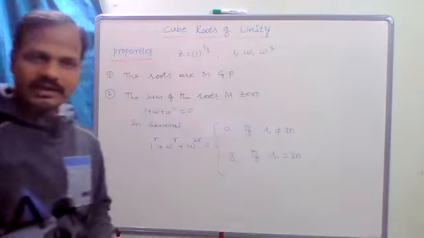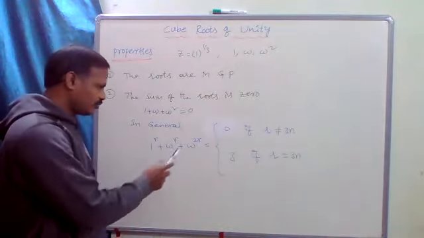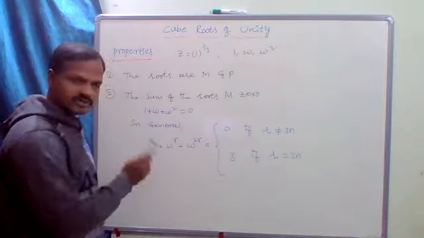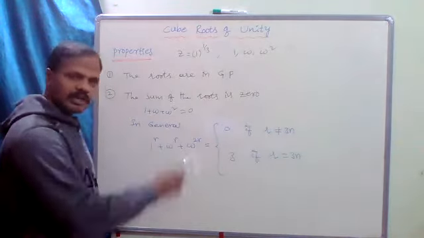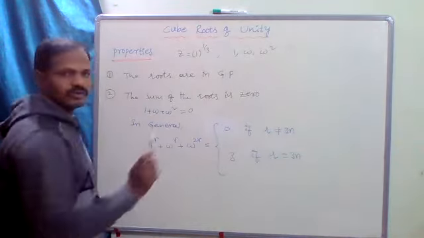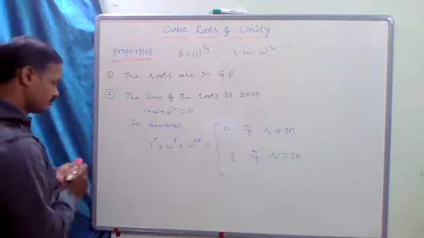So if r is a multiple of 3, then this value is 3. And if it's not a multiple of 3, the value of this one is 0. Remember. Okay. Next.